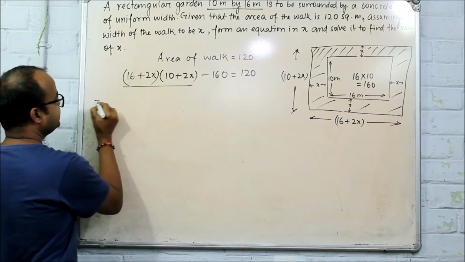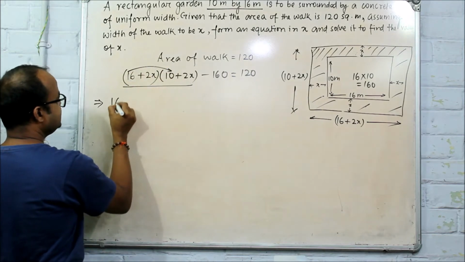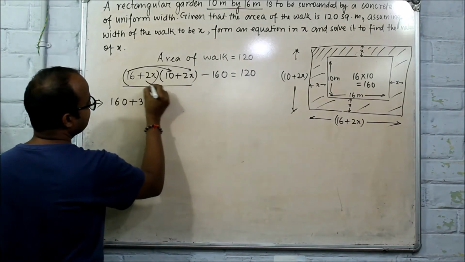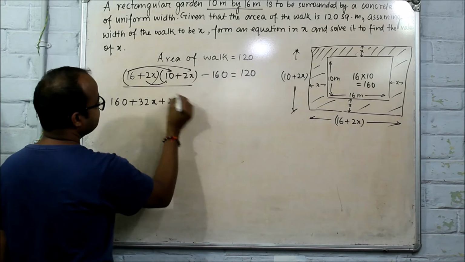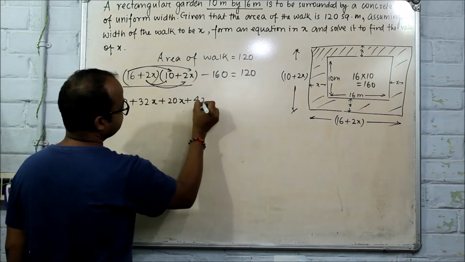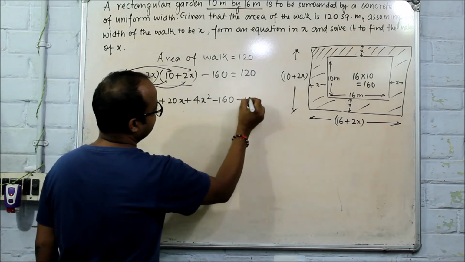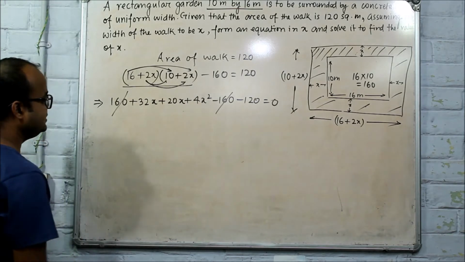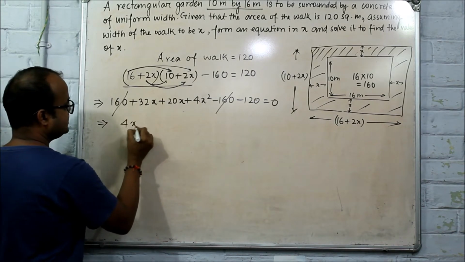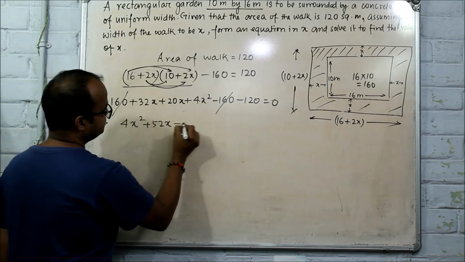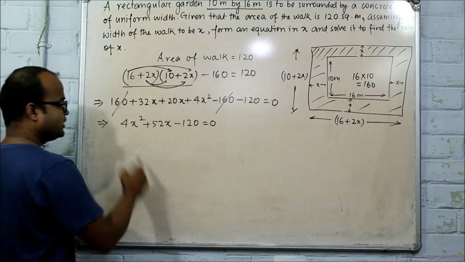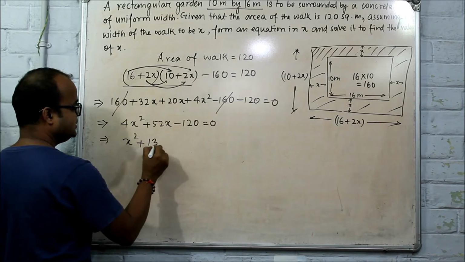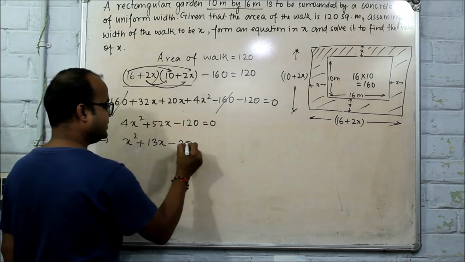Now we simplify this. 16 into 10, 160, plus 32x plus 20x plus 4x square, minus 160 minus 120 is equal to 0. Plus 160 minus 160 will get cancelled. So here you will get 4x square plus 52x minus 120 is equal to 0. You can take 4 common and divide both sides by 4. So we get x square plus 13x minus 30 is equal to 0.